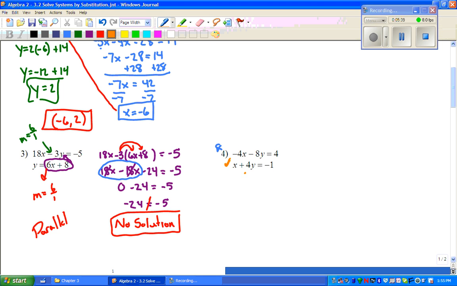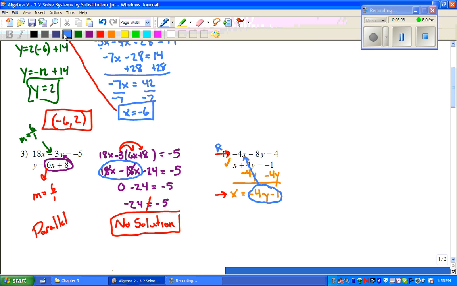So what I would do is I would subtract 4y, and I would subtract 4y, and I'd be left with x equals -4y minus 1. So now I have this equation, and I also have this equation right here. All right? What's different about this one is this time I have x by itself, but that's okay. All you do is you take what x is equal to, the expression, and you put it right in there for x.